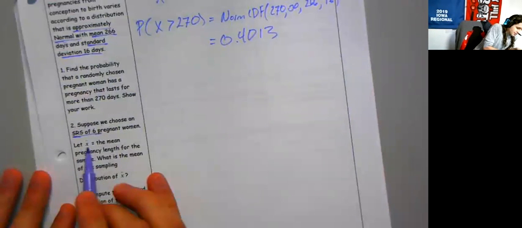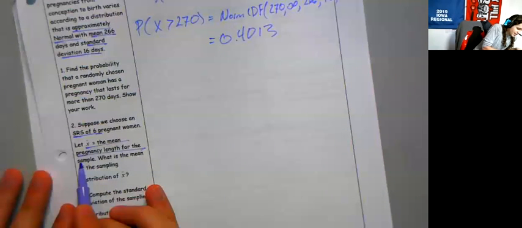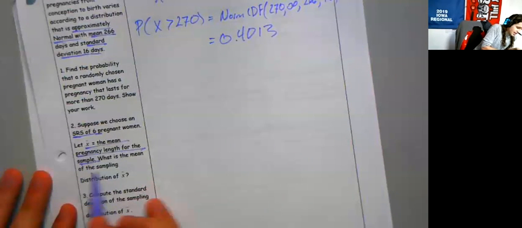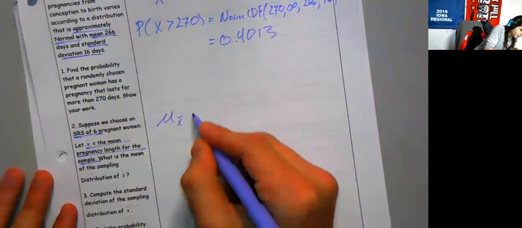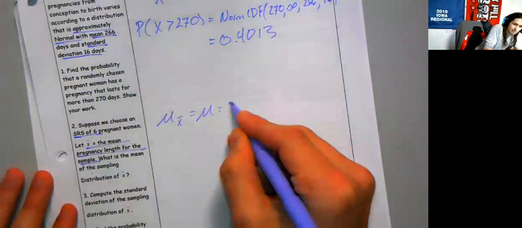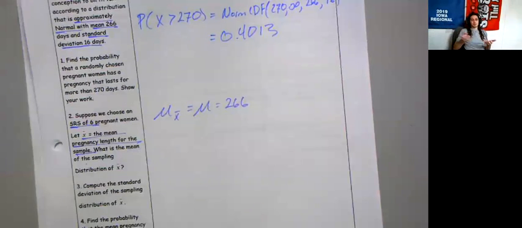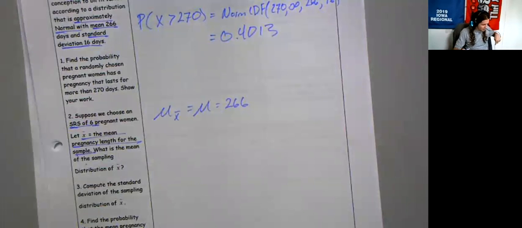Okay, let X bar be the mean pregnancy length of that sample. What's the mean of the sampling distribution of X bar? Well, the mean of X bar is the true mean mu, which is 266. Even if we take 6 people, we expect the average of those 6 people on average will be the truth as well. Remember, it's an unbiased estimator.